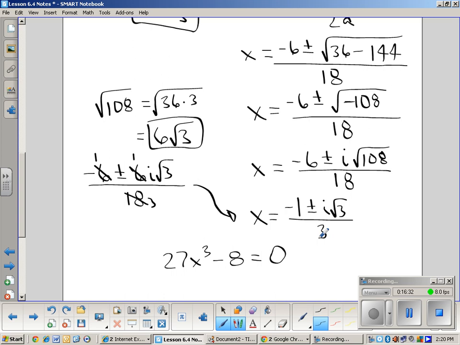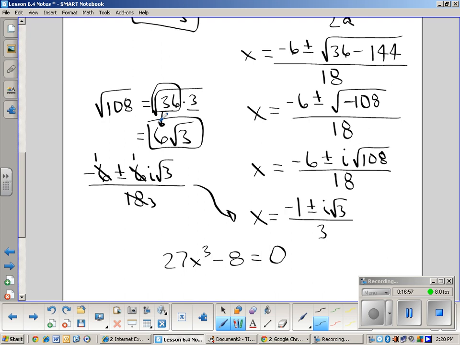Okay? Doesn't make this over here wrong. This is just a more appropriate answer after it's totally simplified. Now all I did was I took 108 and I broke it down into 36 times 3 because the square root of 36 is 6, right?